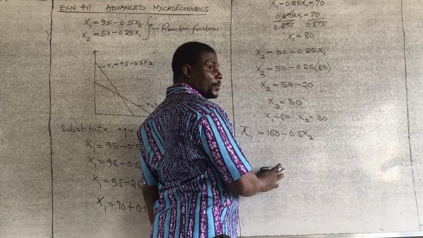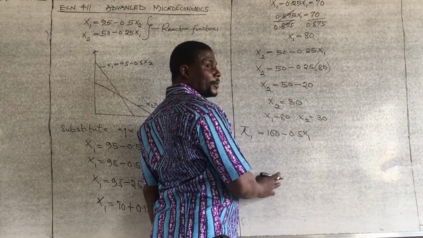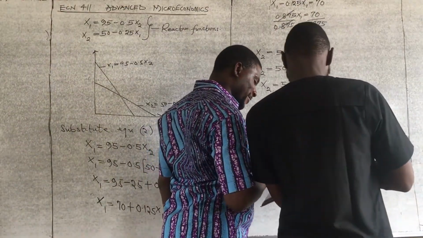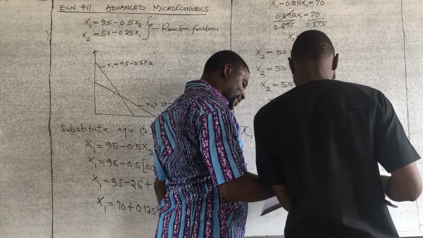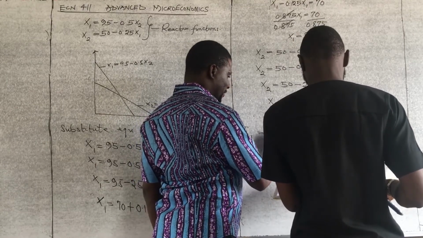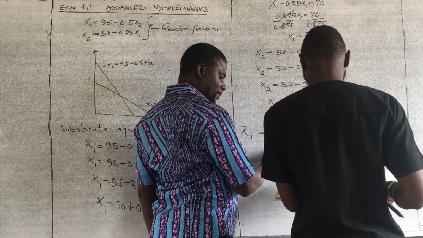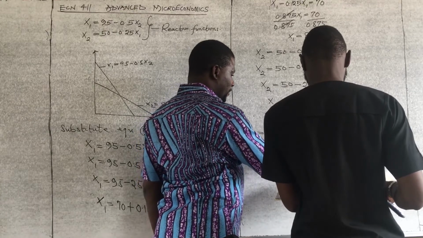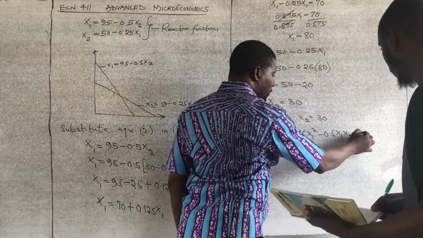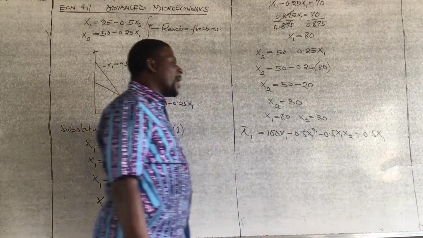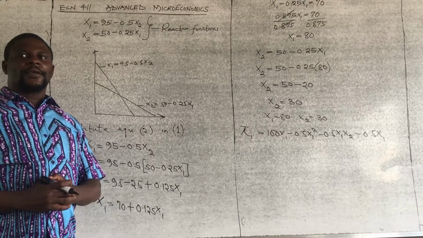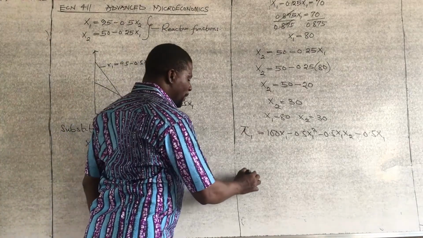Move the x2. No matter how you write it, you still expand it, it's still the same thing. You're still going to expand it. X1 squared, 0.5x1. I hope you have this in your notes. Check if you have this in your notes. What about the second one?